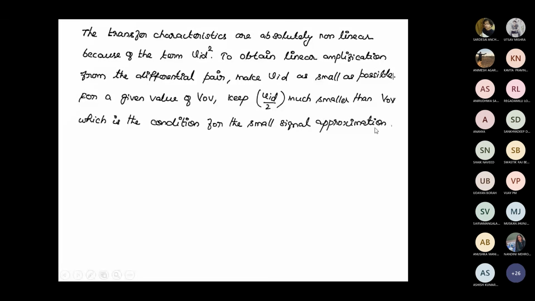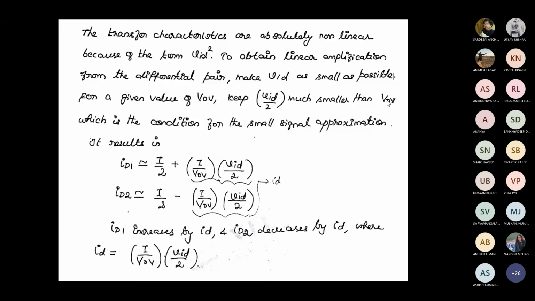So in order to have a better linearity of the differential amplifier, we keep the input voltage VID by 2 much smaller than the overdrive voltage. So the previous equations for the drain current, we are going to limit like this: ID1 equal to I by 2 plus I by VOV into VID by 2, and ID2 equal to I by 2 minus this. Let us take this as ID. So ID1 increases by ID, and ID2 decreases by ID. So this is the approximated equation for small signal approximation, that is, we have neglected the square term.